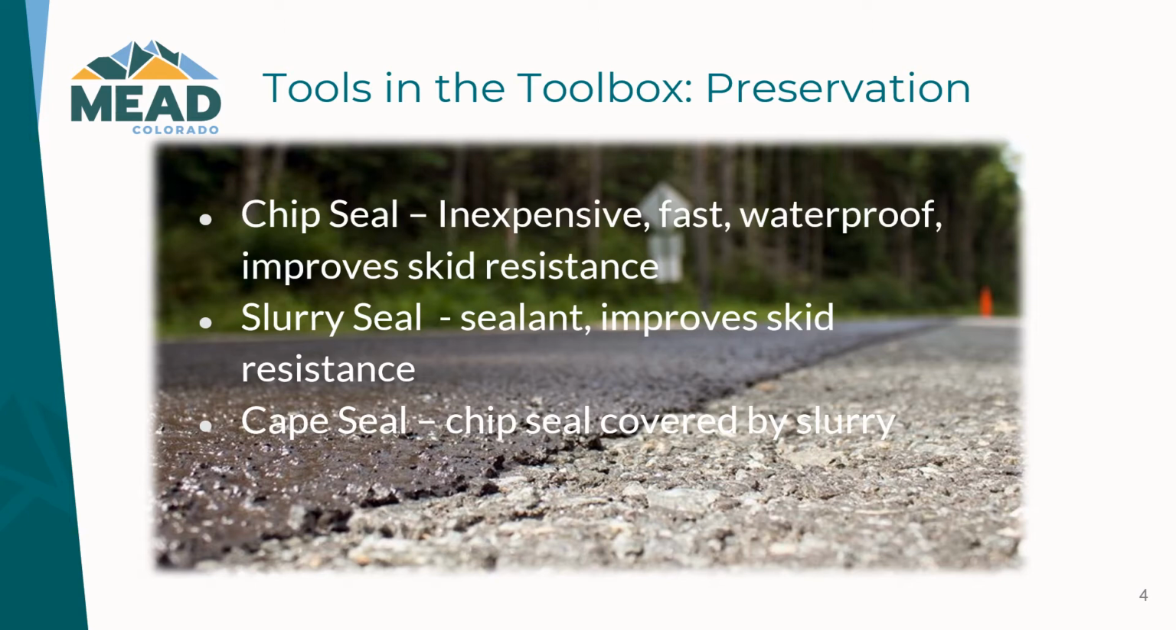Slurry seal is aggregate and emulsion, asphalt emulsion. It's very thin. It's not as flexible as a chip seal. It does crack a little bit more easily, but it's also more acceptable in a residential neighborhood setting because the surface isn't as rough. It does seal the surface, improves skid resistance as well. The cape seal is a chip seal with the slurry over the top of it. It's really the best of both worlds, but it's also more expensive. So there's no structural value to these treatments. It's strictly a surface treatment, similar to painting your house.